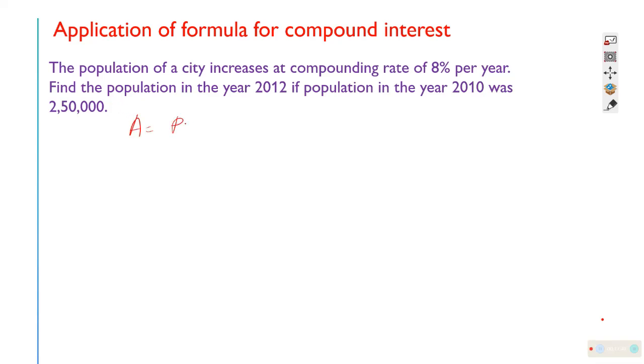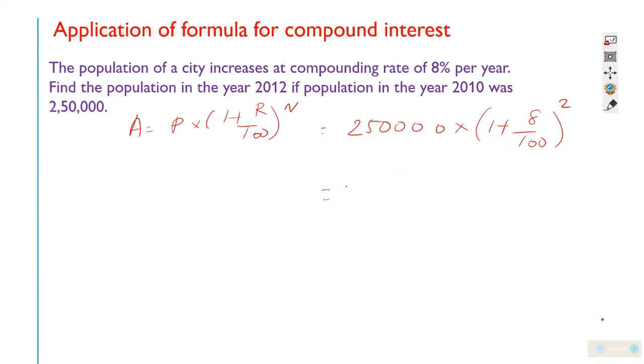A is equal to P into (1 plus R upon 100) to the power of n, and here the population is considered as 2,50,000 into the rate. At what rate does it increase? 8 upon 100, and from 2010 to 2012 is a matter of 2 years, and it is calculated annually. When you solve this, it will be 2,50,000 only.